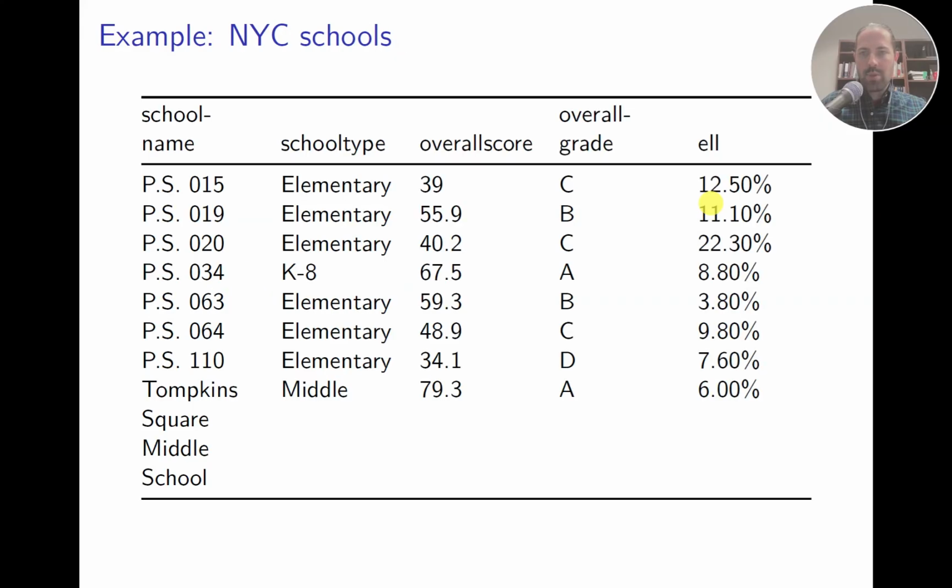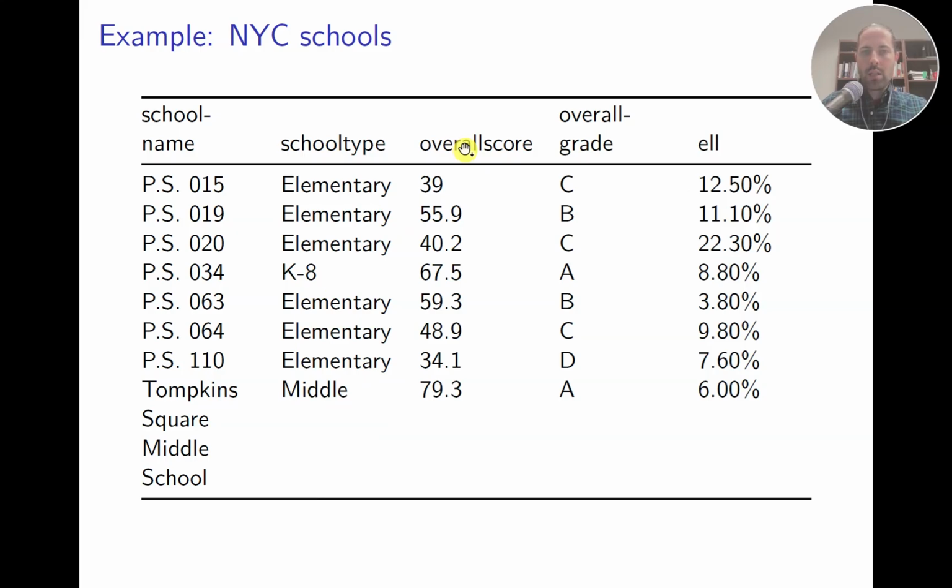Let's look at an example. This is a data set of New York City schools. You can see that the first column tells us the name of the schools, and the next column tells us the school type. Since this is a column, it's a variable, and we can see that several of the schools are elementary schools. One is K through 8, which means it's combined elementary and middle school. We have a standalone middle school here.